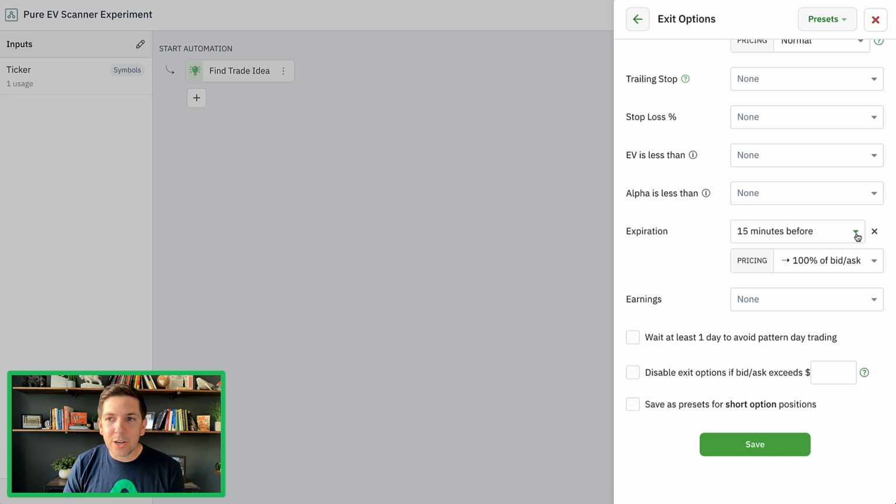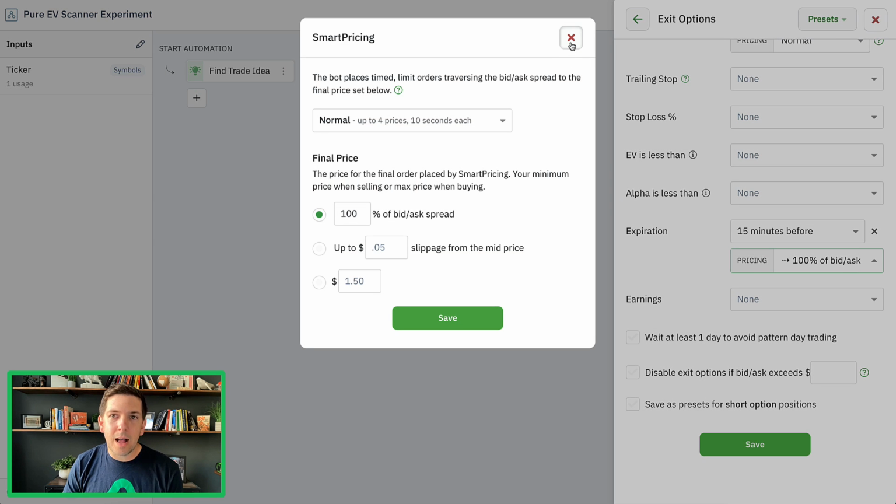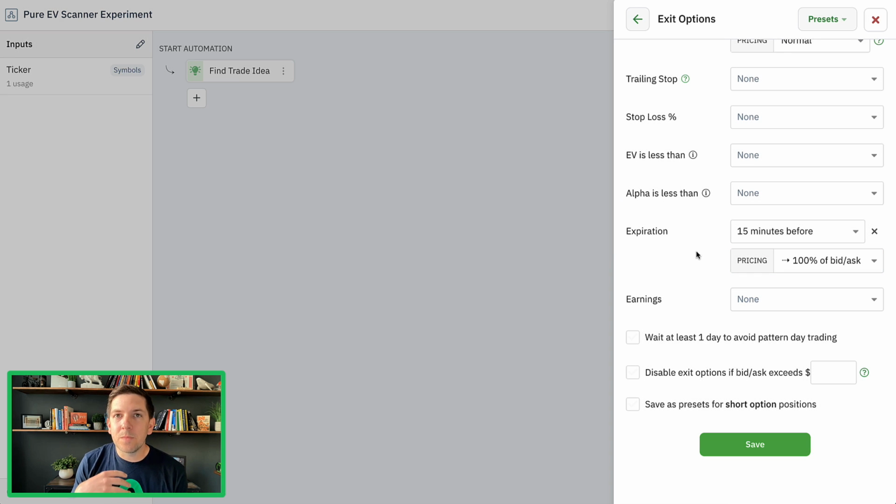Now at expiration, I said close it 15 minutes before expiration and use 100% of the bid ask spread. Now again, this is where I wanted to do this for testing, where I deliberately told the bot, use all of the bid ask spread. So this will 100% mean more slippage for exiting positions. But again, if it still works out with all these additional slippage components in there, then I'm okay with that.